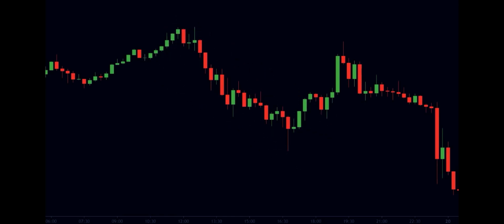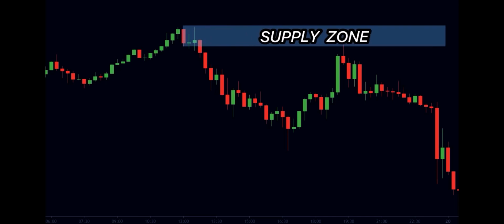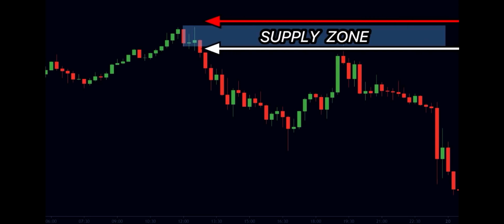So we find the origin of the move. Here is the first candle that started the down move. So we mark the high and the low of this candle. The area between these two lines becomes our supply zone. So, we place a sell trade below the supply zone and keep our stop loss above the supply zone. We can place our targets at 1.5:1 risk to reward ratio.